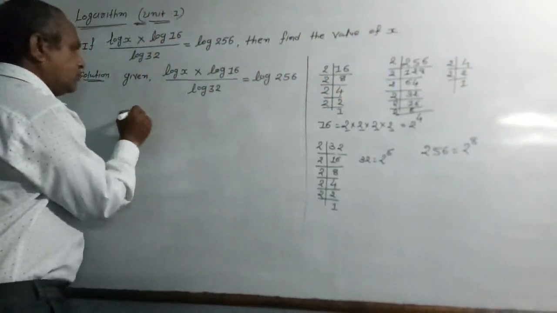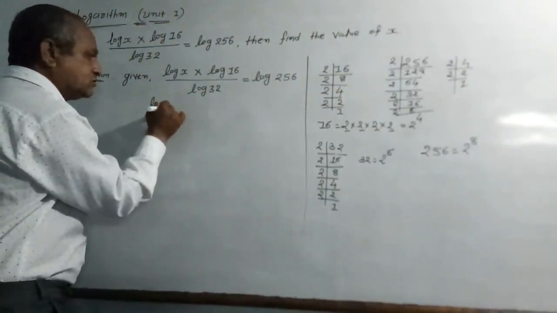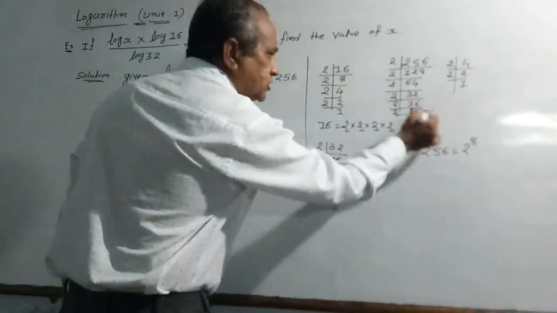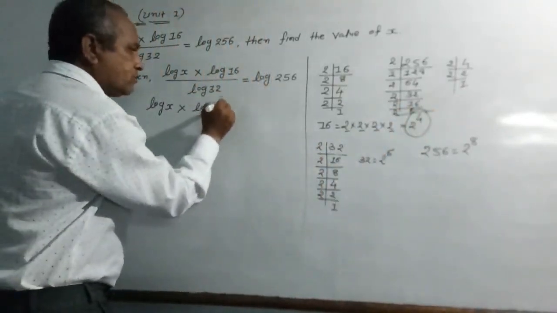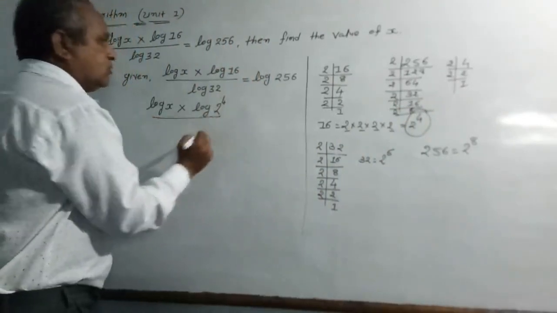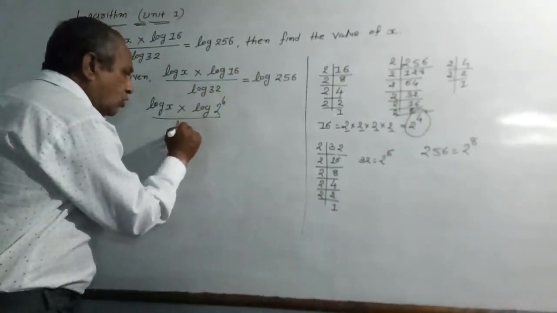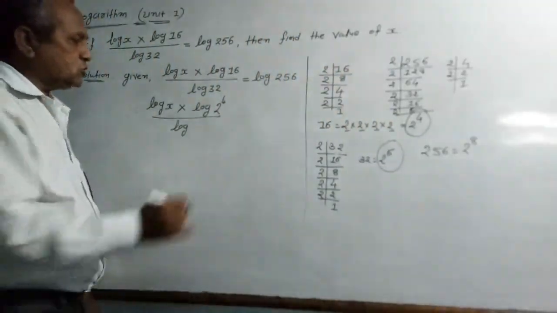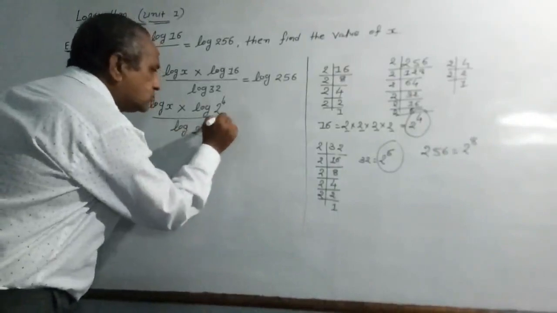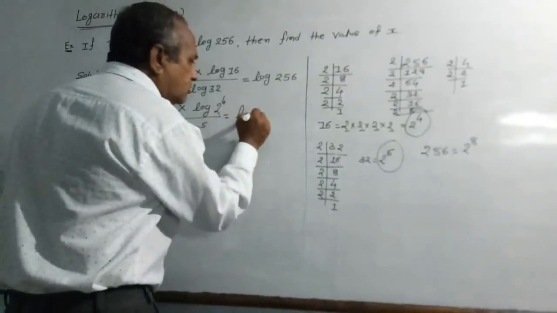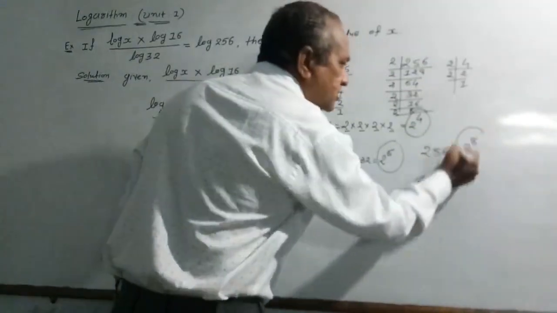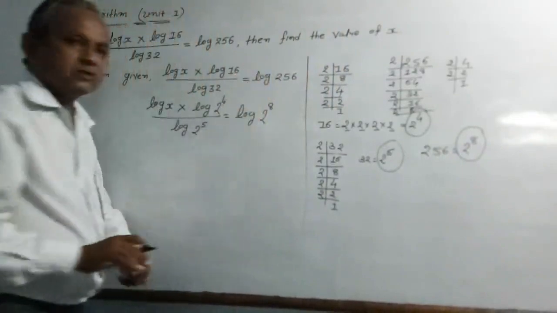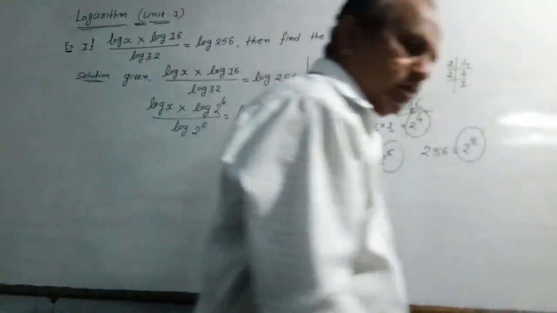So first we write log x multiplied by log of 2 raised to 4, divided by log of 2 raised to 5, is equal to log of 2 raised to 8. Okay.